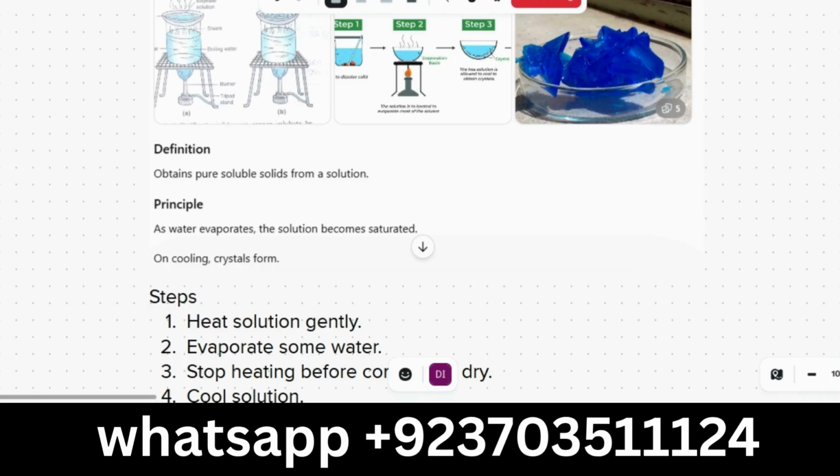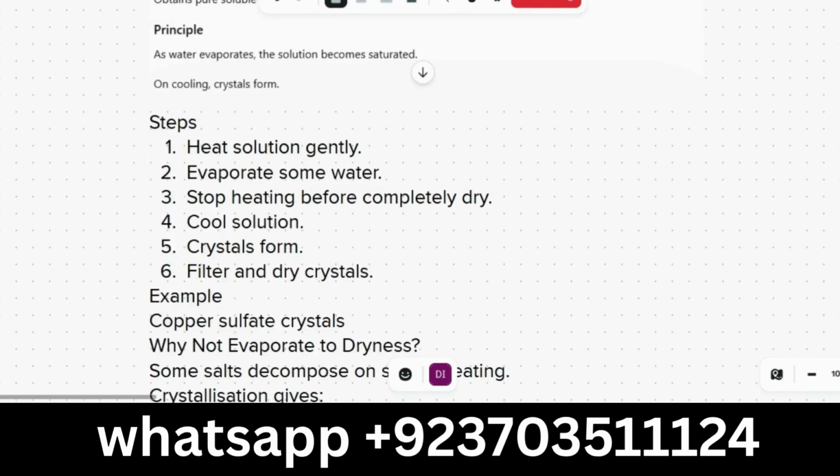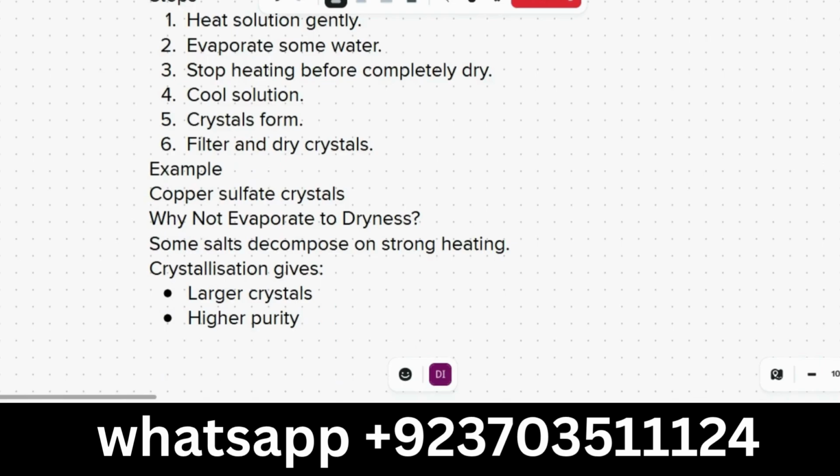On cooling, crystals form. So the steps are: heat the solution gently, we cannot give it a lot of heat at a single time. Evaporate some water. Stop heating before it completely dries. That's an important thing. And then you have to cool the solution. Crystals form. Filter and dry the crystals. Example: copper sulfate crystals, which are not evaporated to dryness, because some salts decompose on very strong heating. Okay, that's all about it.